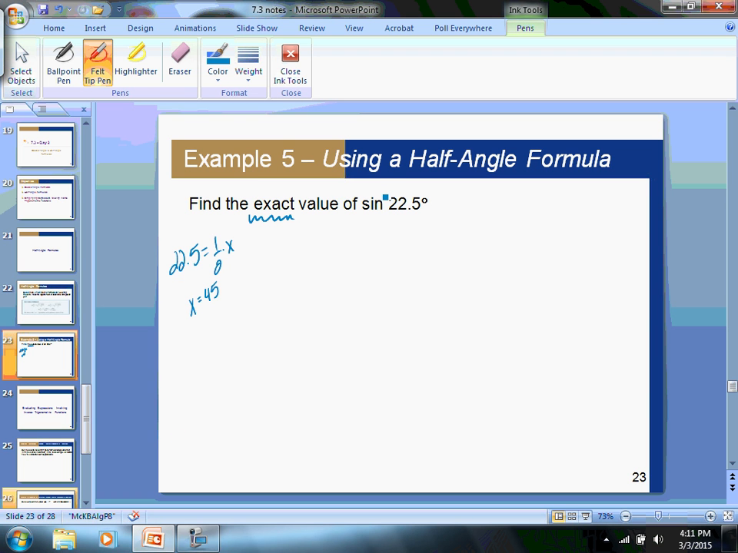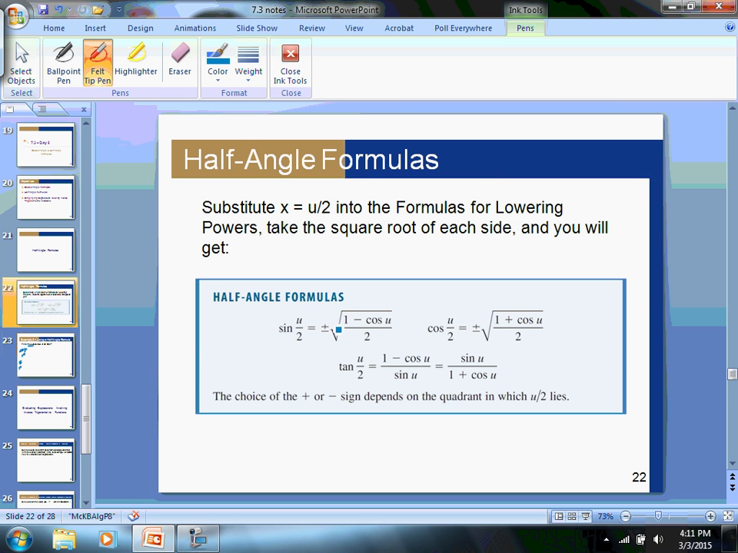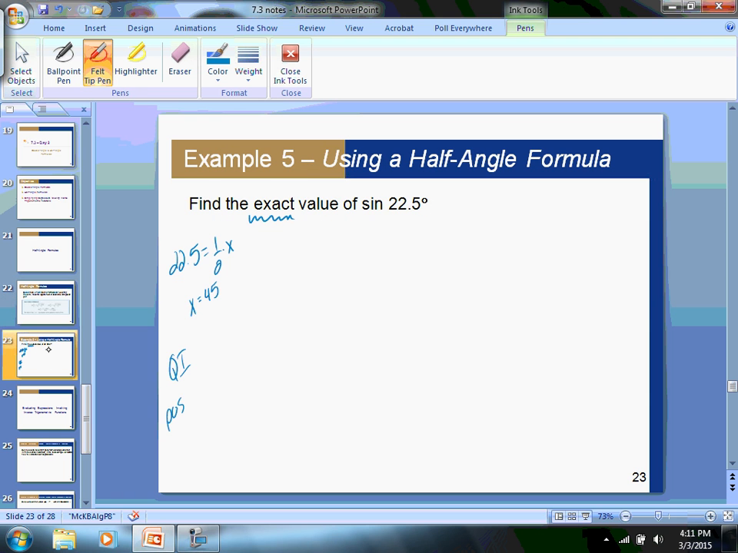Now the sine of 22.5 is positive because we're in quadrant 1. In these half angle formulas, notice there's a little plus minus in front of them, at least the sine and the cosine. So when we're dealing with the sine and the cosine, we have to think, do I want the positive value or the negative value? Here we're in quadrant 1, where all the trig functions are positive, including the sine, so we want our positive value. We're going to do the sine of 45 over 2, because 45 over 2 will get us the 22.5.